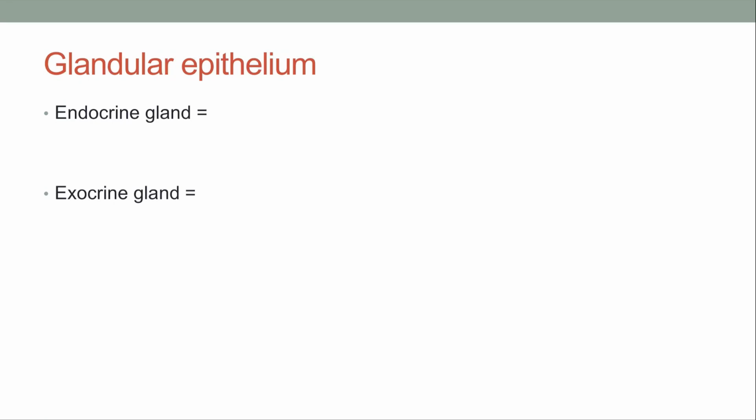Epithelial tissues are most noted for forming either glands or membranes. Let's look at glands first. There are two major kinds of glands: endocrine gland and exocrine gland. Endo implies inside, that they secrete inside, whereas exocrine glands secrete outside.